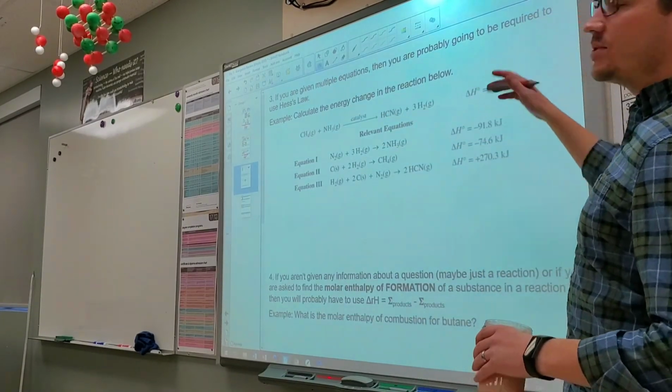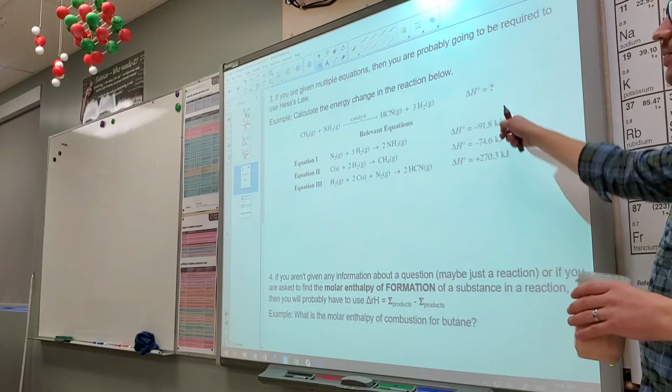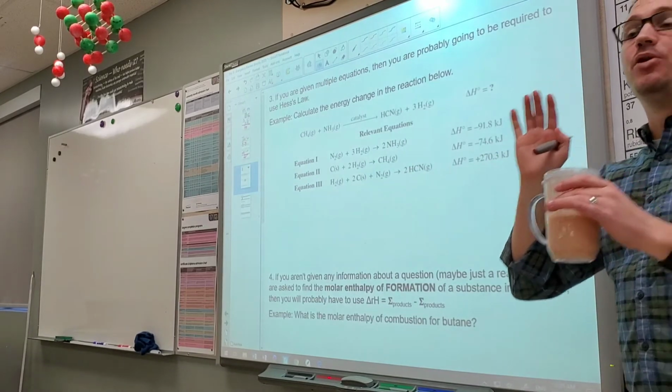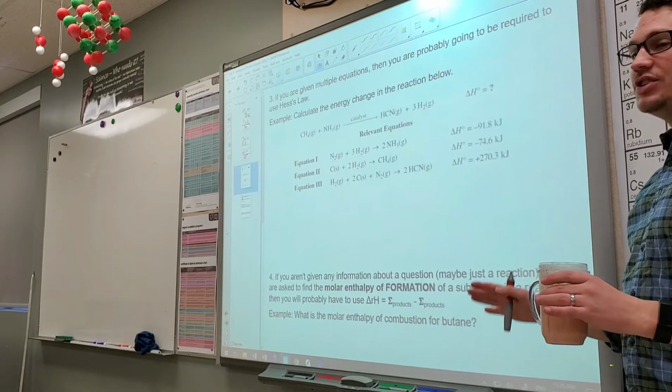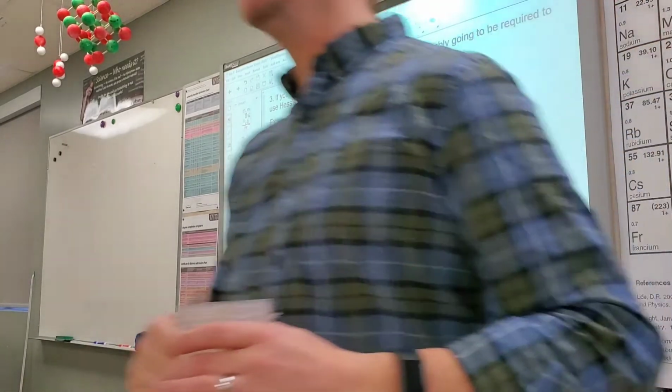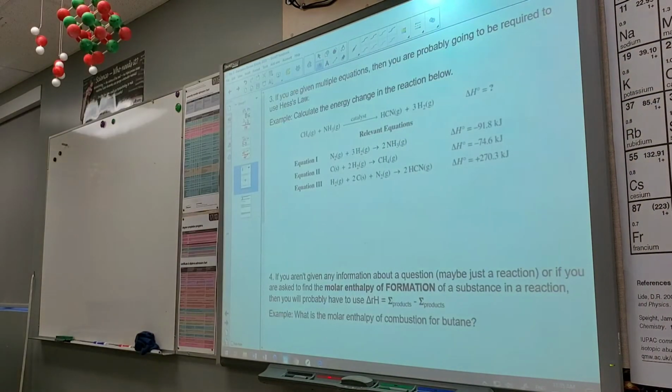If you're given multiple equations, if you're given multiple reactions, probably you're using Hess's law. Do you remember how to use Hess's law? No. Sort of, not really.